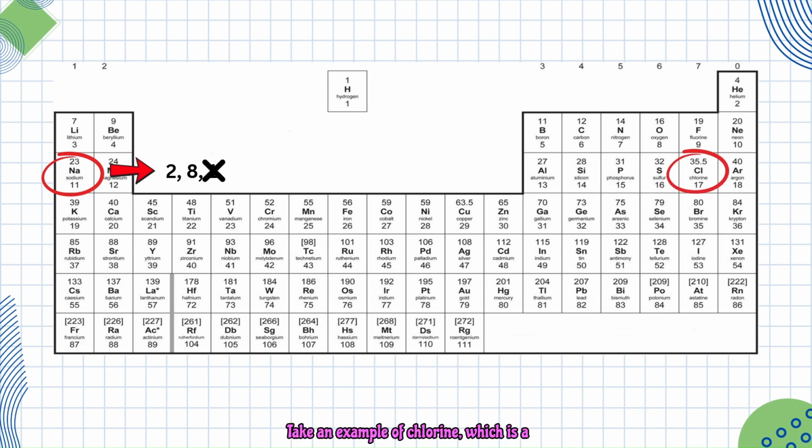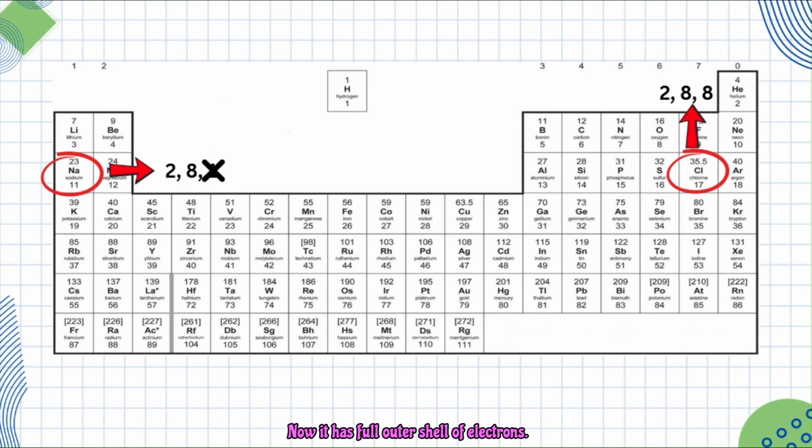Take an example of chlorine, which is a nonmetal. Chlorine has 7 electrons in its outer shell, and to attain stability it wants to have 8 electrons. When chlorine gains an electron, it becomes a negative ion, because now it has more electrons than protons. Now it has a full outer shell of electrons.